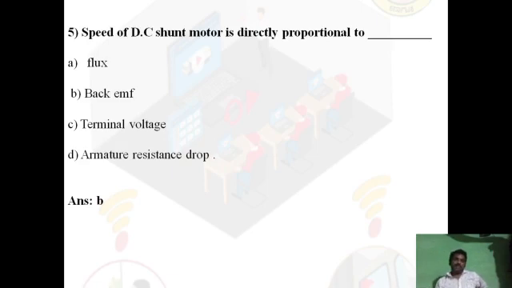Then the fifth question: the speed of a DC shunt motor is directly proportional to what? The speed is directly proportional to flux, back EMF, terminal voltage, or armature resistance drop. Anyhow, the flux is constant, the terminal voltage is constant, and the armature resistance drop is very small from no load to full load. So the speed is directly proportional to back EMF.